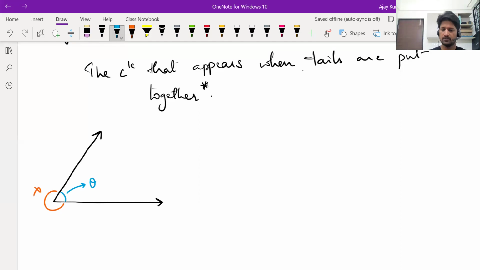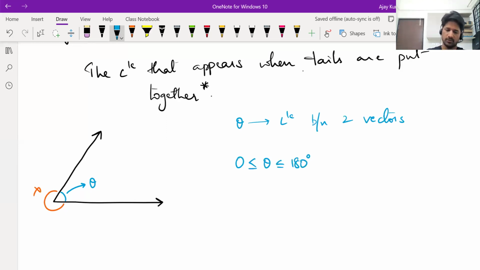So theta, that is the angle between two vectors, I'll mention it here, can only lie between 0 and 180. It can be equal to that, not an issue, but it can never be more than 180. You should never say two vectors are inclined at an angle of 270 degrees. No.